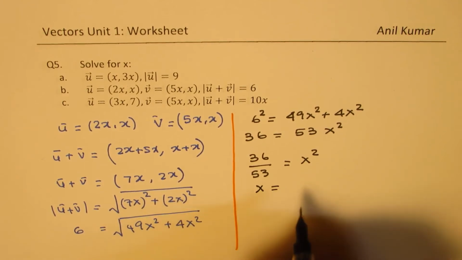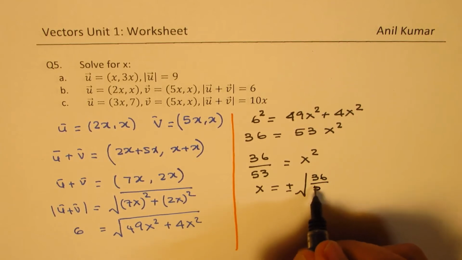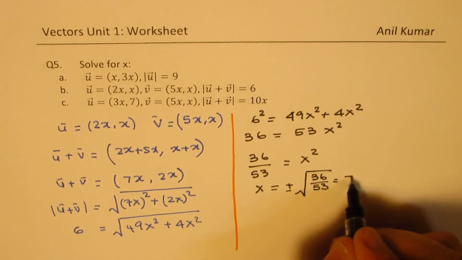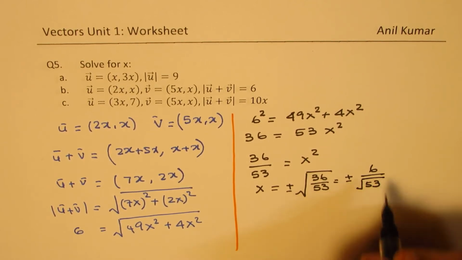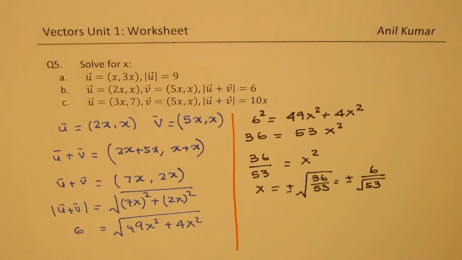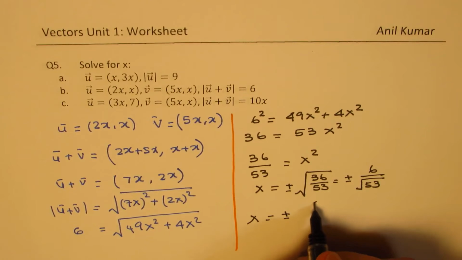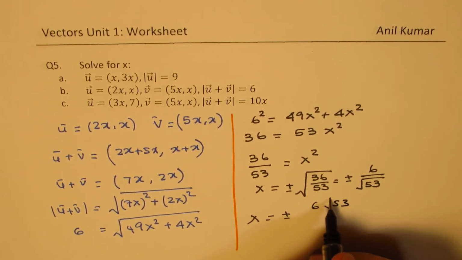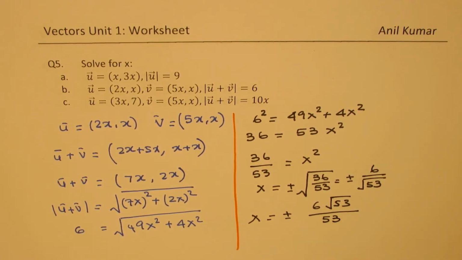And so we can write x as square root with a plus minus sign of 36 over 53, which is plus minus 6 over square root of 53. As we did last time, we'll rationalize the denominator. You multiply and divide by square root 53, and you get 53 in the denominator. Is that clear to you? Perfect. So that is how it should be solved. I hope the steps are absolutely clear.